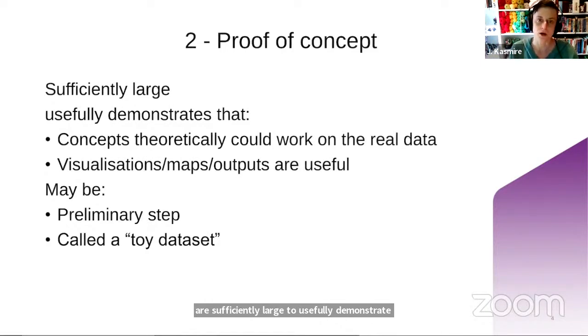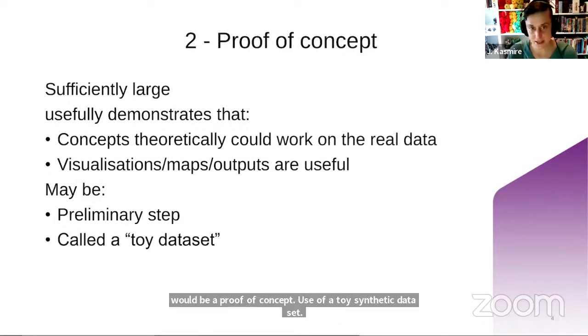So let's say you want to show that a heat map is a good way of exploring this particular data set, but that data set, for whatever reason, you can't get it right now. So you make a fake one. Create a heat map on the fake one and say, look, you can see these relationships very usefully in the heat map. That would be a proof of concept use of a toy synthetic data set. This is often a preliminary step.